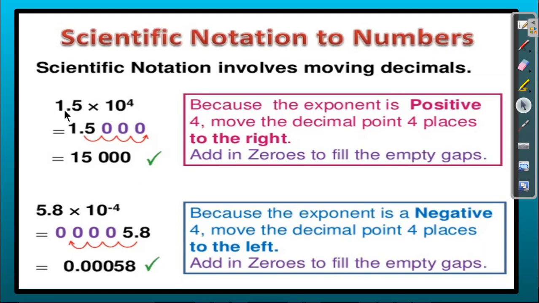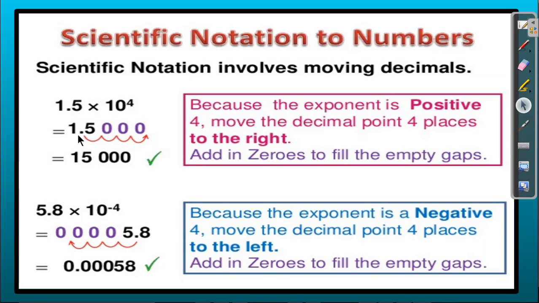When you have a number in scientific notation that has a power of 10 to a positive number, you know that you have a big number. So if you want to translate it into a regular number, what you need to do is move the decimal point to the right to make it bigger. Because 1.5 is small. To make it bigger, you need to move that decimal point to the right. How many times do you need to move it? As many times as the exponent tells you to move it.